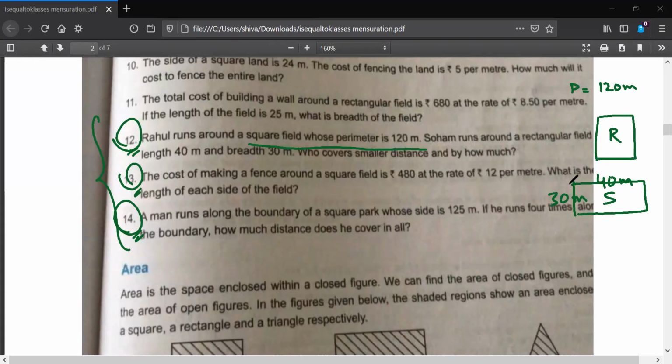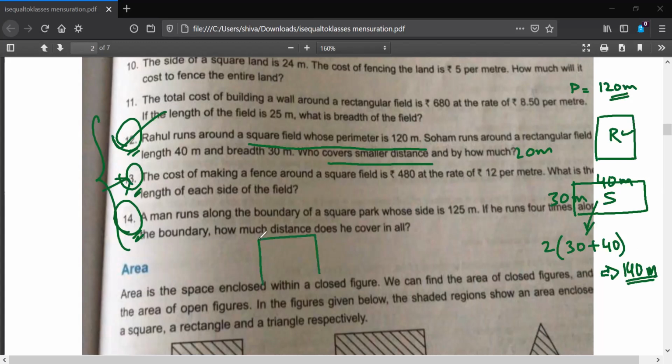Yes, Mr. Sarthak, what is your answer? So Rahul runs a smaller distance by 20 meters. Okay. How much distance does Soham run? 140 meters. So Soham runs 140 meter. Rahul runs 120 meters. So Rahul runs smaller distance by 20 meter. Correct. Okay. Next question, Mr. Sarthak.